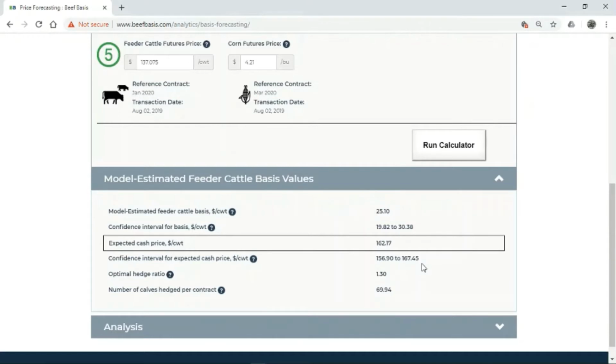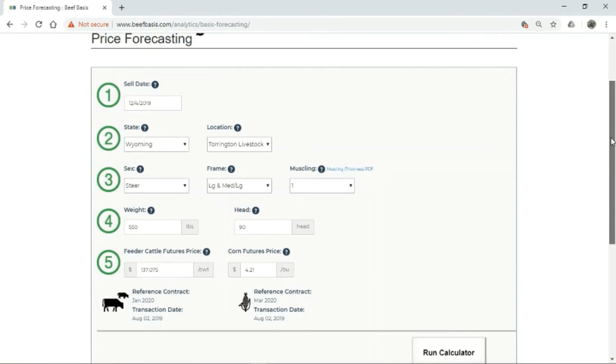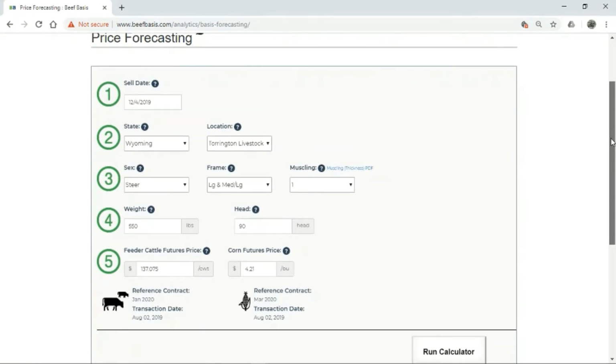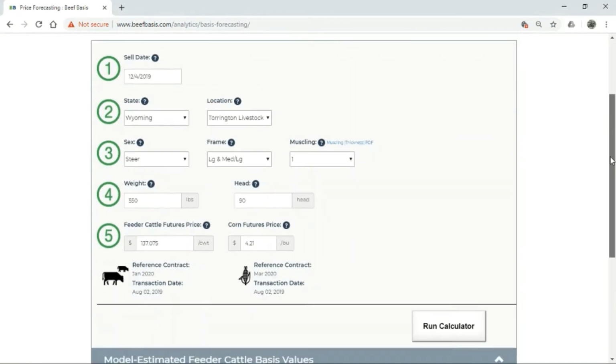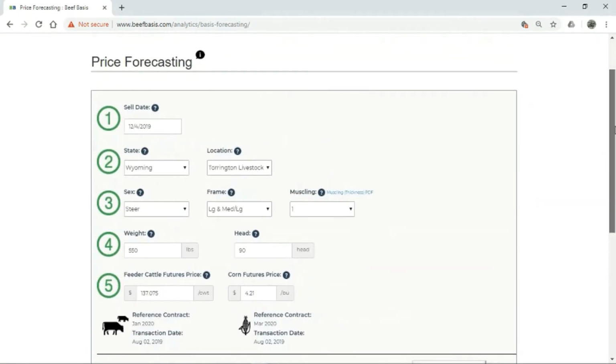And you can then look at beef basis and say, okay, my 550-pound steers are expected to bring $1.62 in Torrington on the 4th of December, and you can say, I don't want to sell them if they don't bring something close to $1.62. At the same time, you can use the tool to help you understand what price you are actually hedging when you enter a position in the futures market.